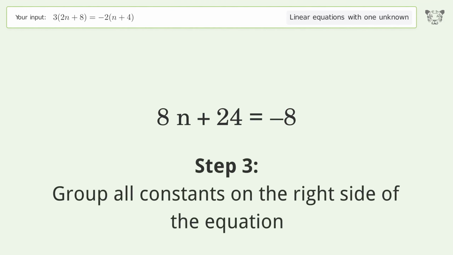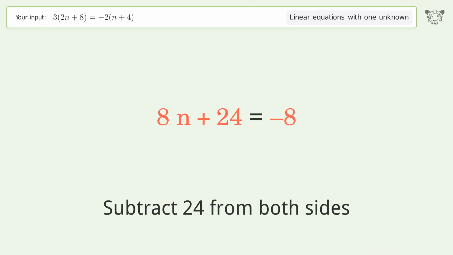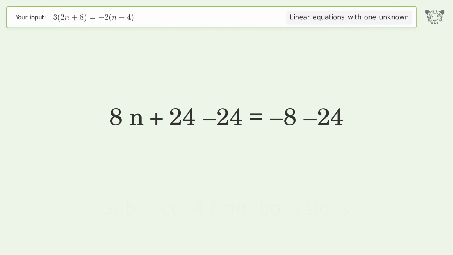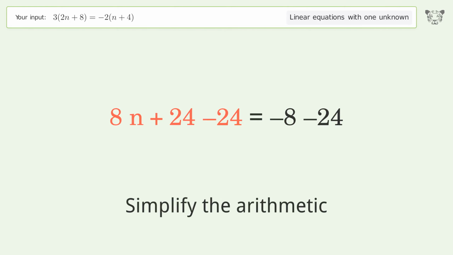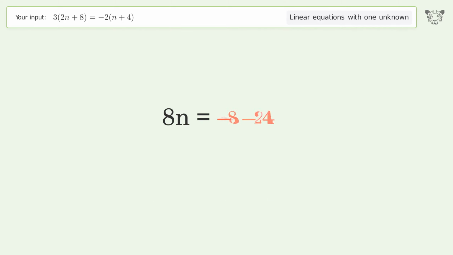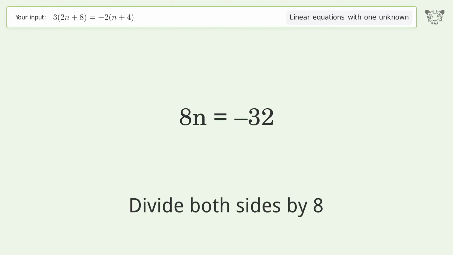Group all constants on the right side of the equation. Subtract 24 from both sides. Simplify the arithmetic. Isolate the n. Divide both sides by 8.